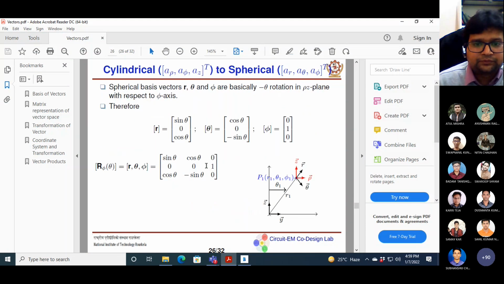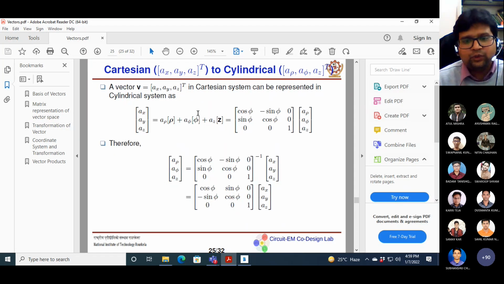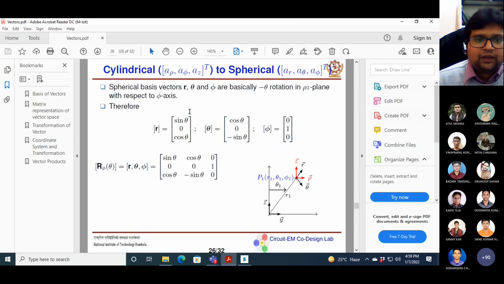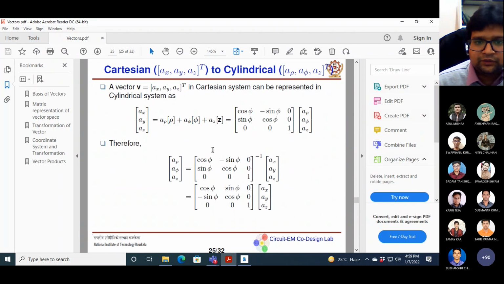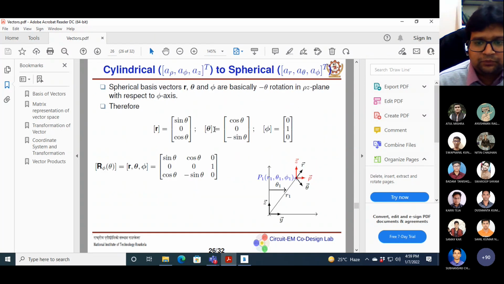Okay, so next is cylindrical to spherical. We are going step by step. We have done this one, now from cylindrical to spherical. For that, it is basically another rotation. So you can see, this is the rotation.